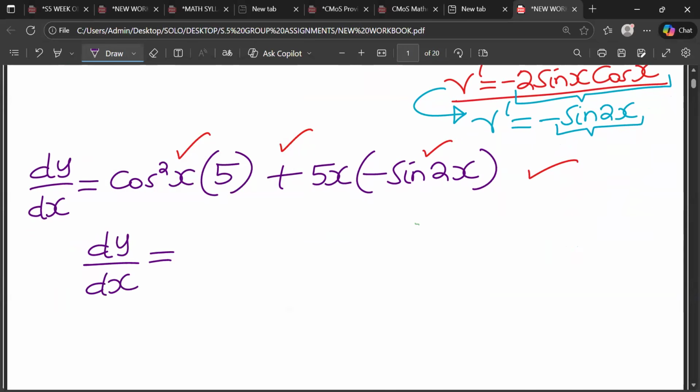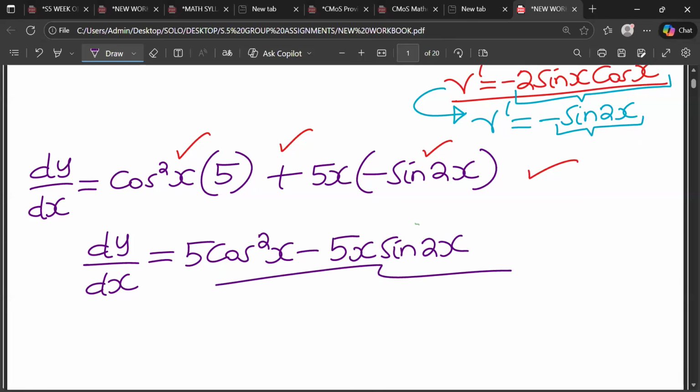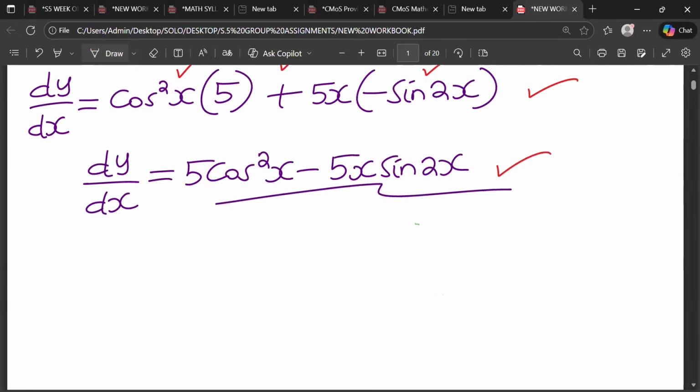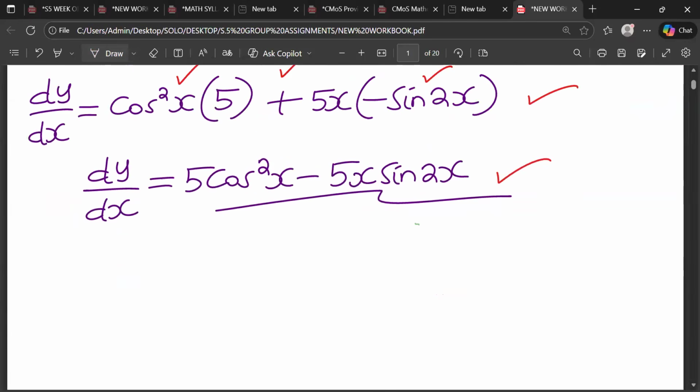So dy dx shall have 5 cos squared x minus 5x sin 2x. Yeah. And you get the answer. You stop there. That is all. So you people realize that I don't need to do anything else concerning product rule. It's just a matter of you identifying your u and your v.